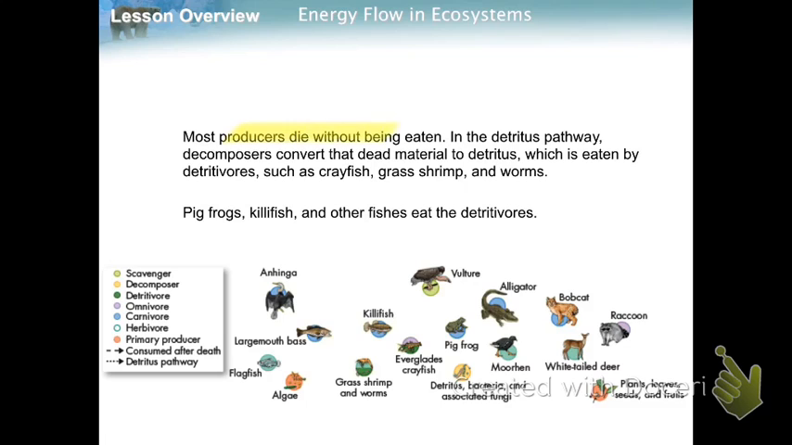Most producers die without being eaten, and then they form detritus. That's eaten. Decomposers create the detritus, and then the detritivores, crayfish, grass shrimp, and worms, eat that detritus. Pig frogs, killifish, and other fish eat the detritivores.